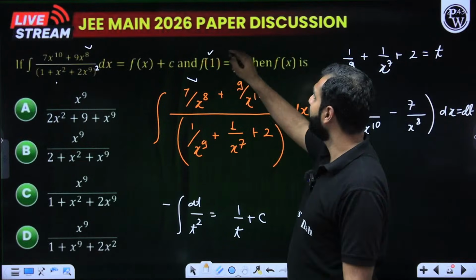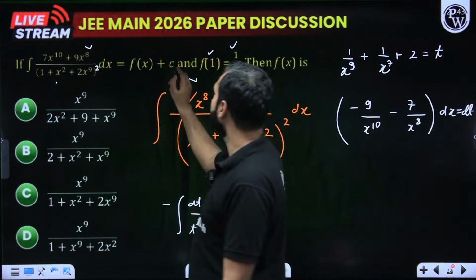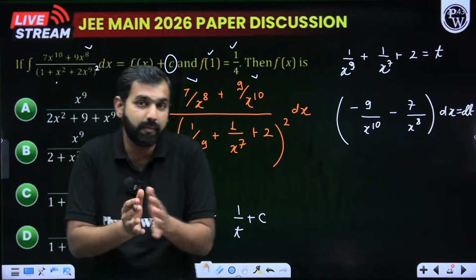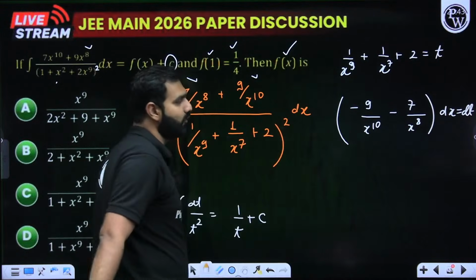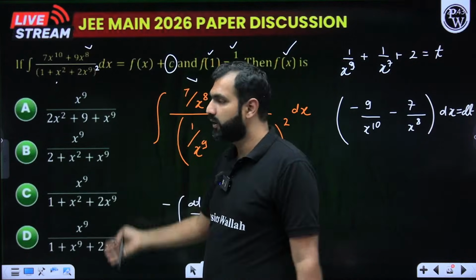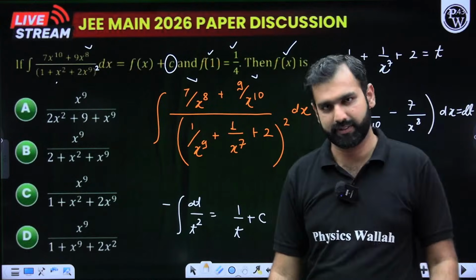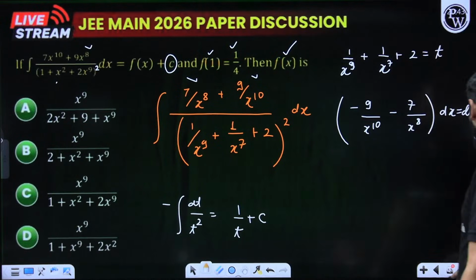Now you are given f(1) is 1 by 4. With that, you can crack the value of c. You all must have been doing it if you are preparing for JEE. With that, you can very easily work out f of x. That is definitely not a difficult or huge task. Can we move ahead with that? Let's go for the next question then.